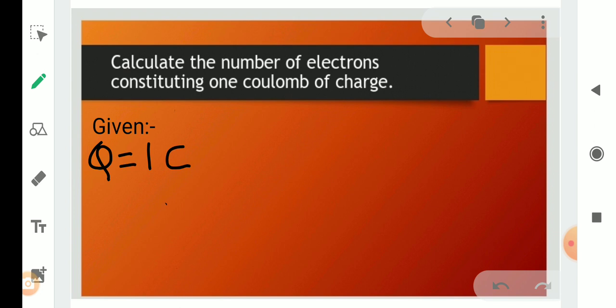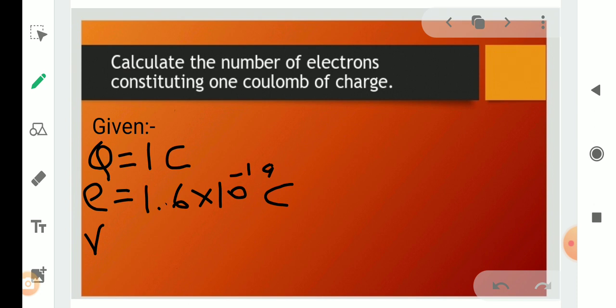Yes, what is the charge on an electron? You all have studied in the last class, that is equal to 1.6 into 10 raised to minus 19 coulomb. So what we have to find? Number of electrons. Number of electrons we have to find.